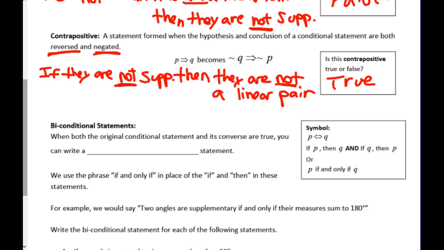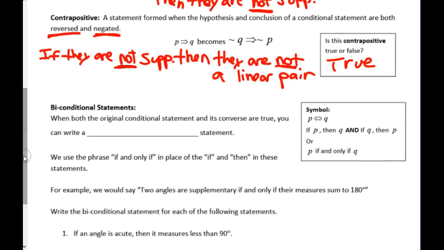So is everyone able to write these sentences? You're going to have to do it tomorrow. You're going to have to know converse is switching. Inverse is not switching, just opposite. The contrapositive is switch and opposite, okay? There's one last thing we got to note today.